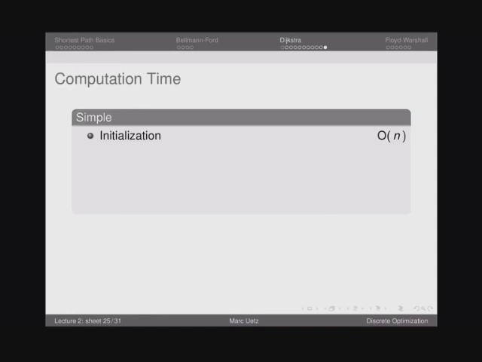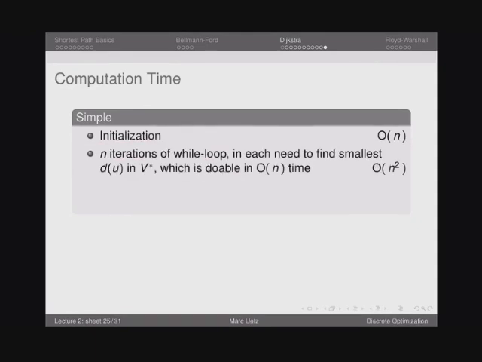And that is not too difficult. So as usual, we have to initialize the distance values. So we have to scan all the vertices of the graph. That takes order n time. And then we actually have n iterations of this while loop in which we always choose the minimum distance label vertex.